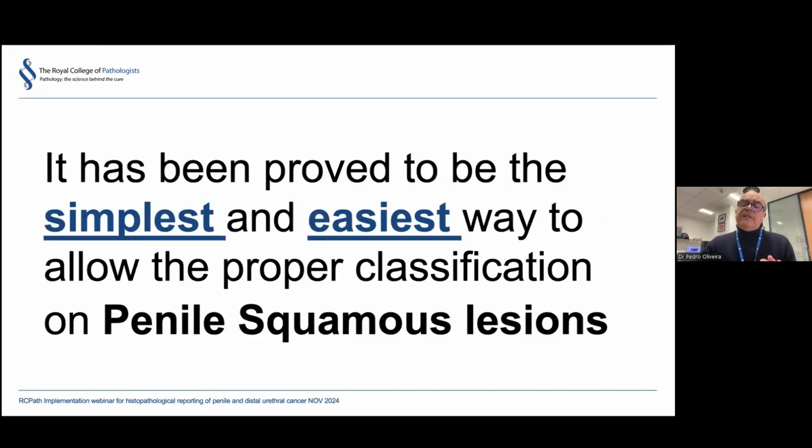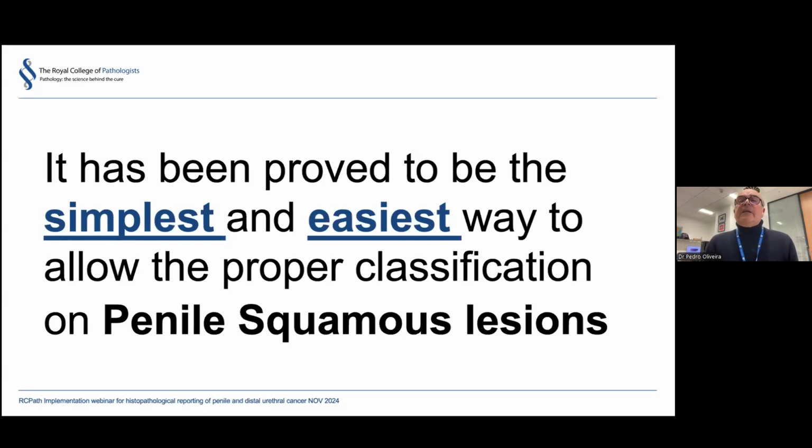Why did we choose the P16? For many reasons. One is because it is available in most of the labs, at least in England, in the immunohistochemical panel, because of the introduction many years ago of the P16 in cervical lesions, being transformed into a routine antibody in any department.